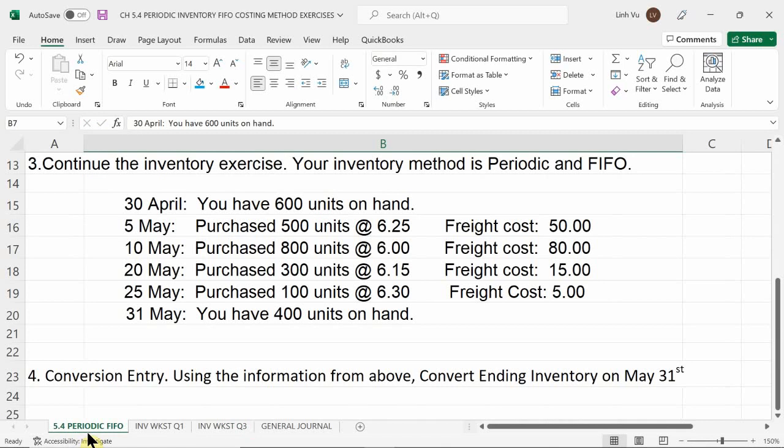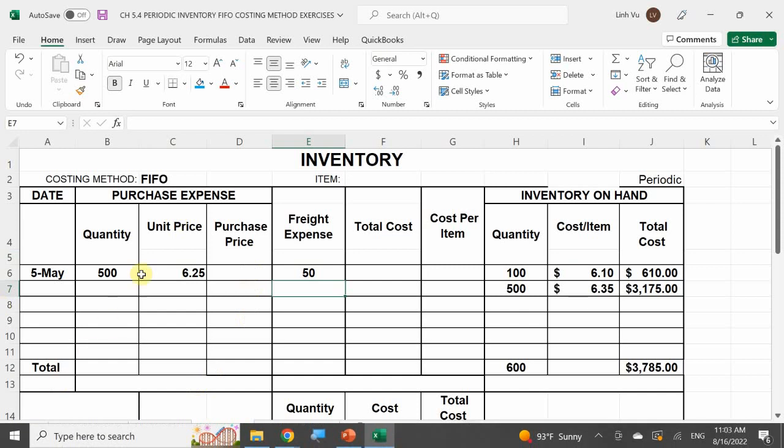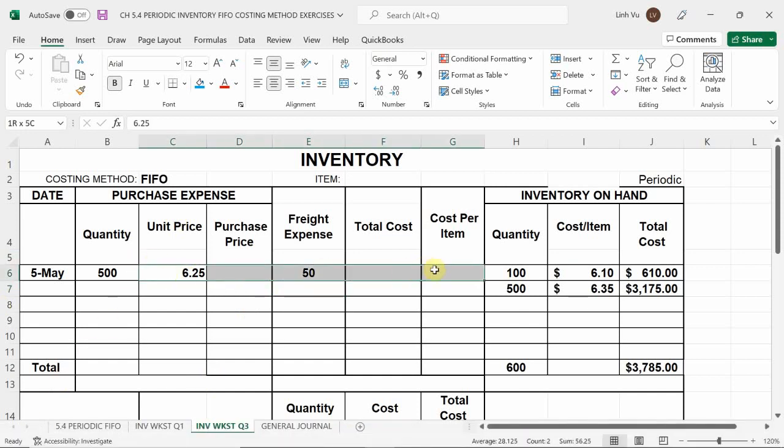May 5th. Okay, so May 5th, we purchased 500 units at $6.25 each with a freight of $50. So again, this was the exact same one that we just recently recorded.